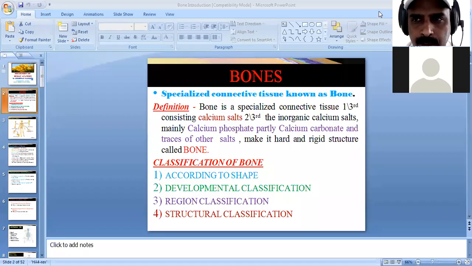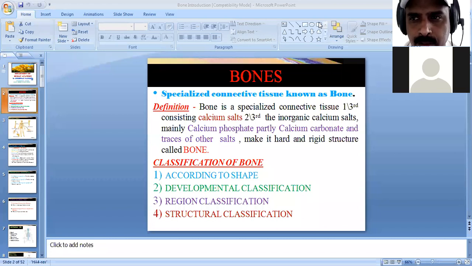So whatever the connective tissue, you have to know different types of connective tissue, and almost all you have come across. So now what is the definition? After understanding the definition, you have to know about the classification of the bone.